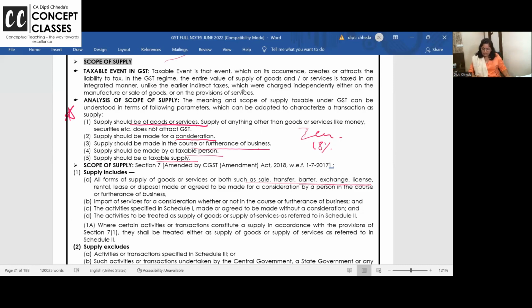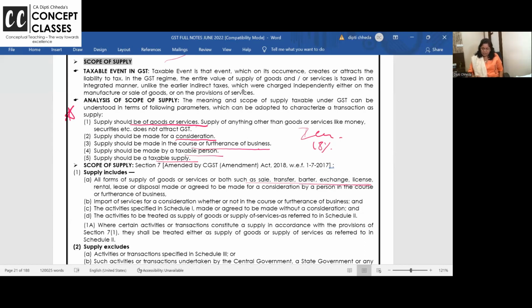Import of services for consideration, whether or not for furtherance of business, that is also supply. When you are taking import of services, कोई technical glitch हो गया, हमने France से technical team को बुलाया, or there's a fight of company and we are calling a solicitor from London, of course it's import of service, GST लगेगा.